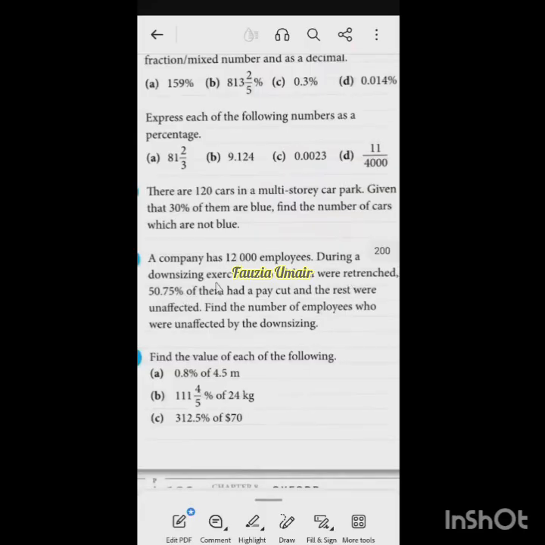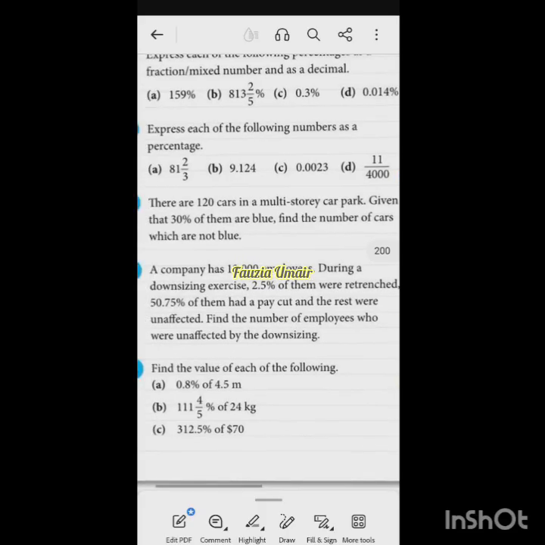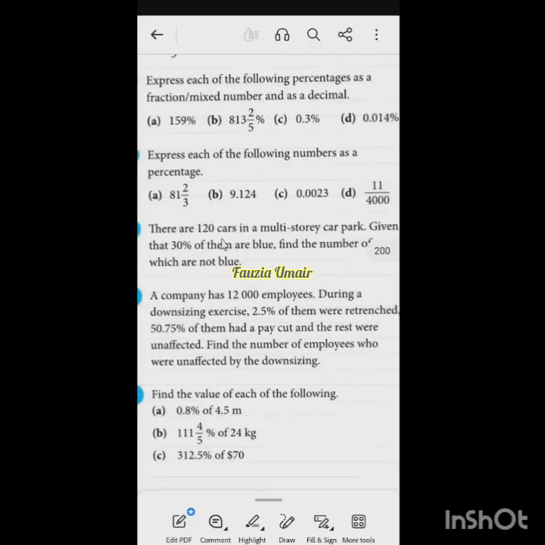50.75% of them had a pay cut and the rest were unaffected, right? So 2.5% of 12,000 employees were retrenched, like उनको बाहर निकाल दिया. 50.75% employees की pay में से cut कर लिया उन्होंने और जो बाकी employees हैं they were unaffected. Find the number of employees who were unaffected by the downsizing. We need to find out कि 12,000 में से how many employees were not affected.